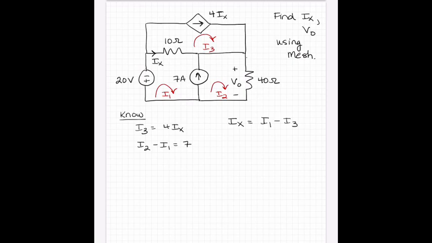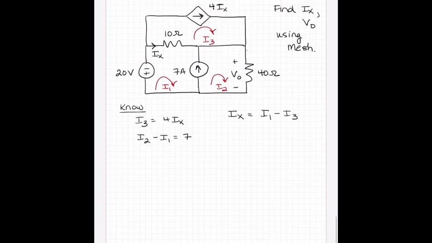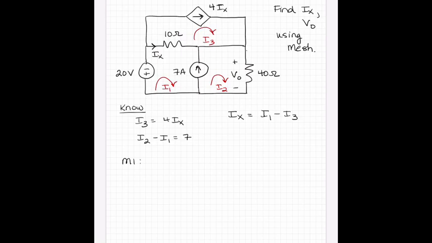All right, so let's start with some mesh equations here. So mesh 1. We don't know I2 or I1, so we're going to have to write both of those equations here, which means we're going to have to label a voltage drop across that 7 amp source. I know that's going to happen. I'm going to go ahead and label it now. Well, if I label it with this polarity, it's just V out, isn't it? This V0 here. Okay, so I'm just going to call that V0 as well. That way we're not adding an extra variable.